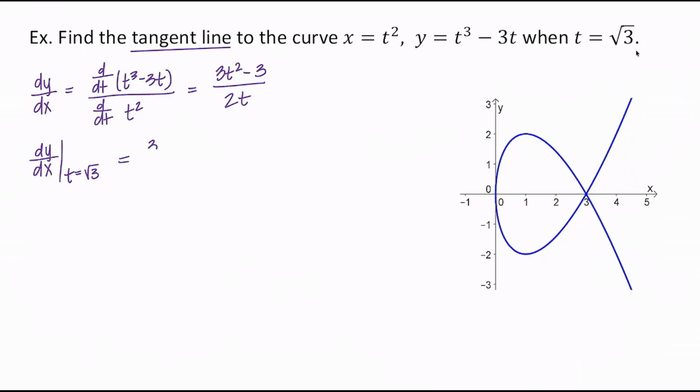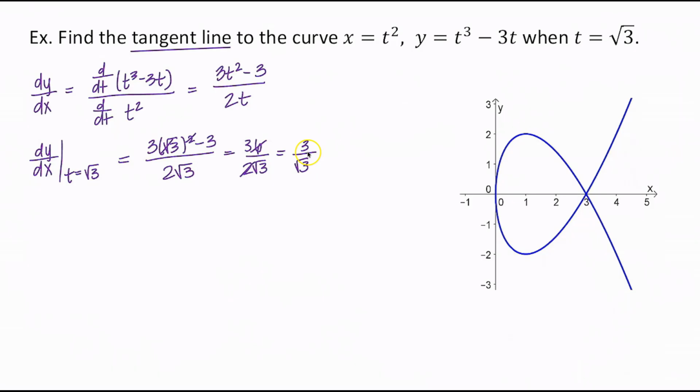So let's substitute this in. 3 times radical 3 squared minus 3 over 2 rad 3. The square root of 3 squared is going to cancel, and so I'm just going to have 3 times 3, which is 9. 9 minus 3 is 6. So I have 6 over 2 rad 3, and I can divide. 2 goes into 6 3 times, so I have 3 over rad 3.